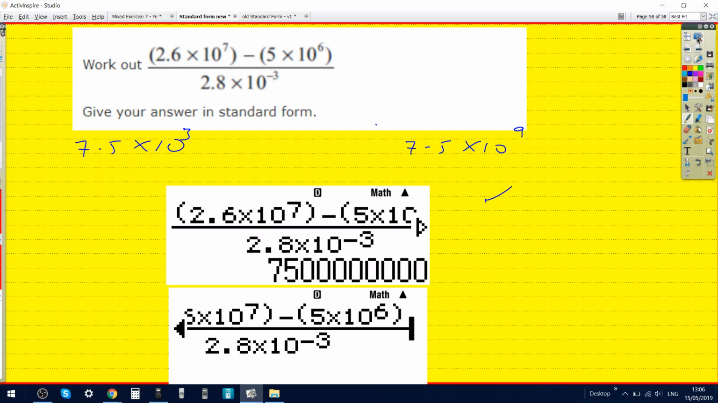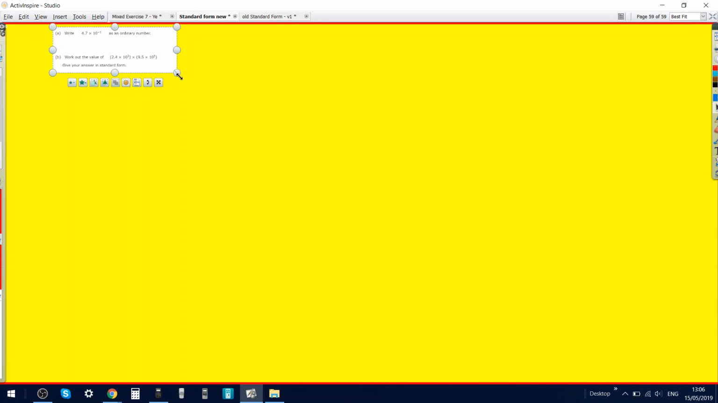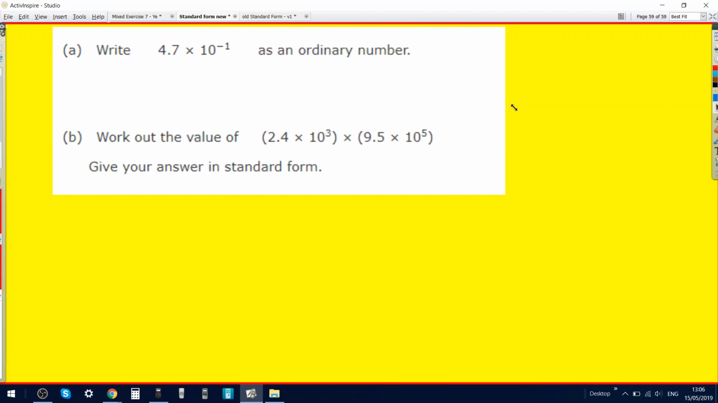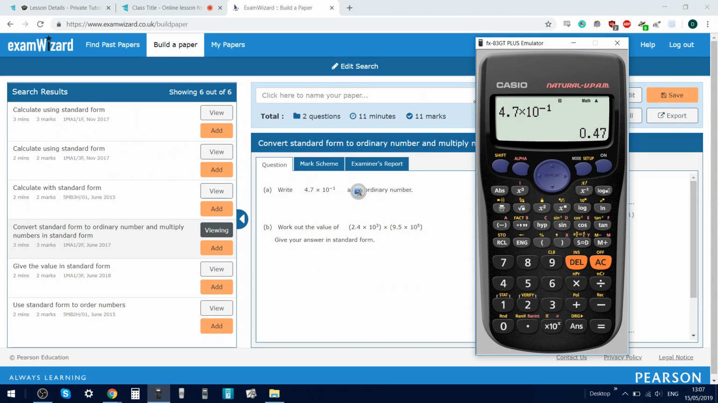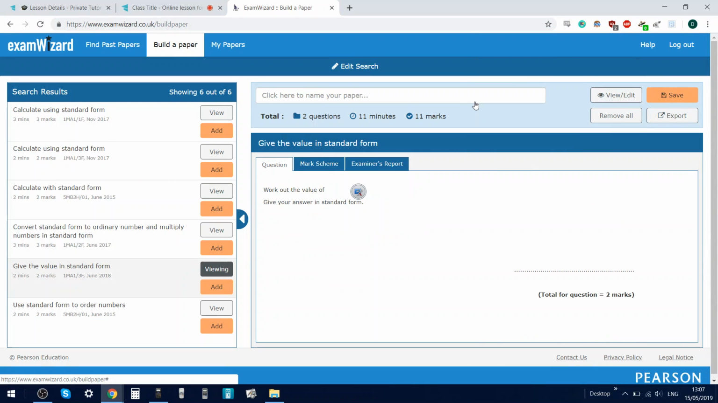Yeah, so all these questions. So this is calculator. I think you're okay for both of these actually. And just because it's on a calculator paper doesn't mean you have to use your calculator. Like, I'm sure, hang on, let's check. 4.7 times 10 to the minus 1. Press equals, press SD, yeah, 0.47. So sometimes. Right, okay.